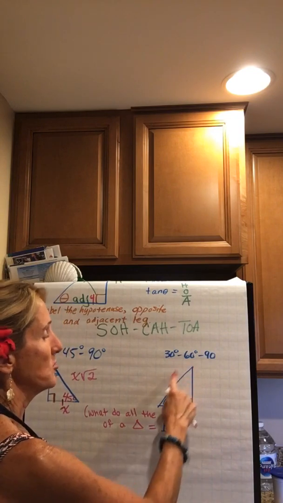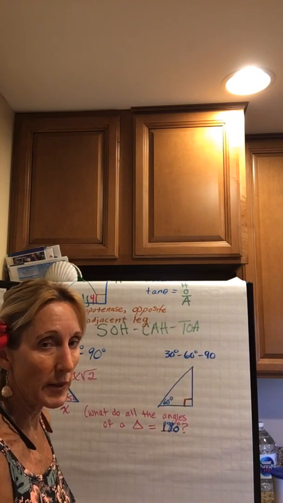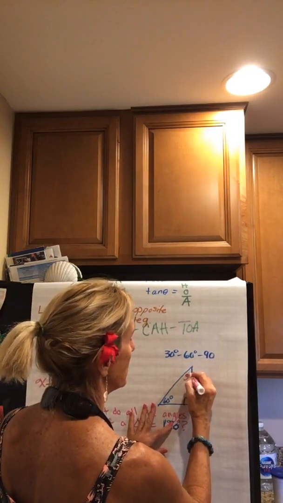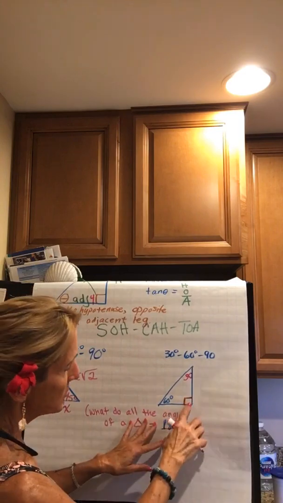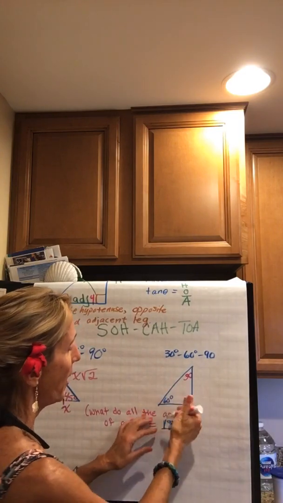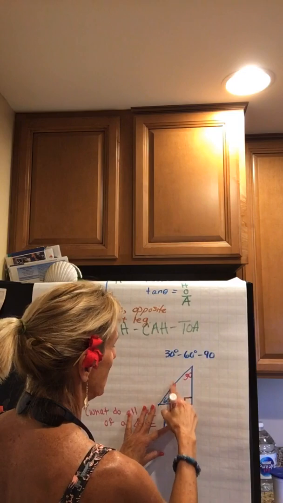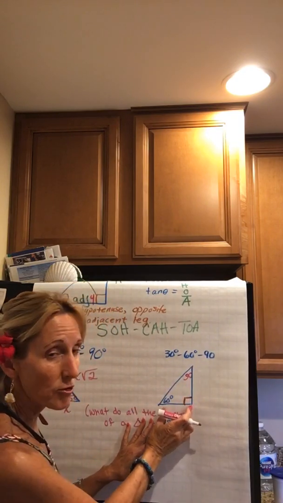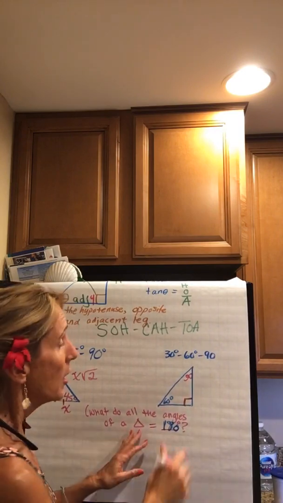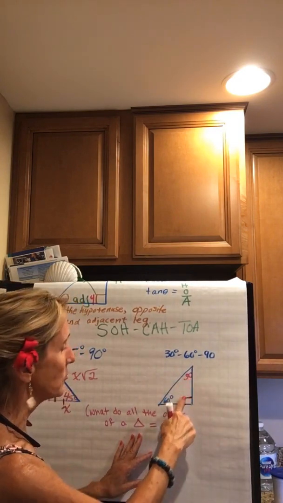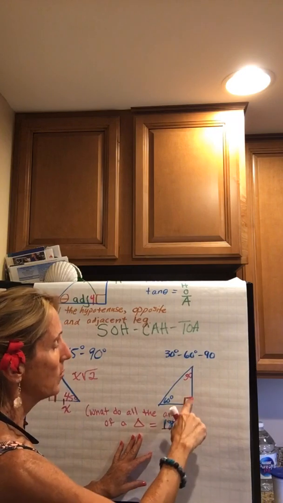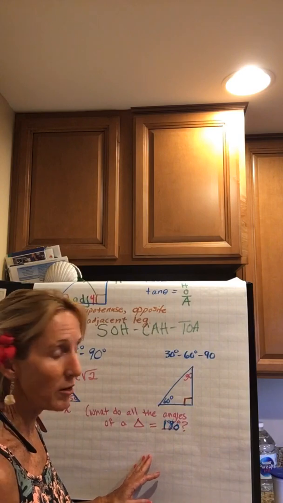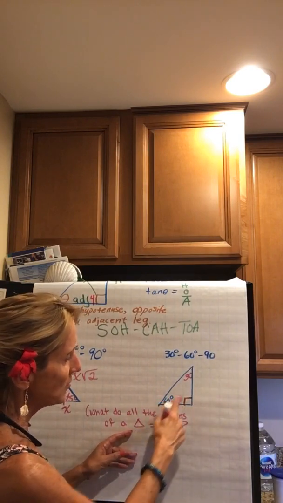Well, again, the sum of all these angles has to equal 180. So if this is 60 and this is 90, this has to be 30. Okay, so I know this is the hypotenuse. This across from the 30 is your smallest leg. Here's the rule: across from the smallest angle is the smallest leg. Across from the 90 is your hypotenuse. That's the longest side. And then across from the 60 is your middle.